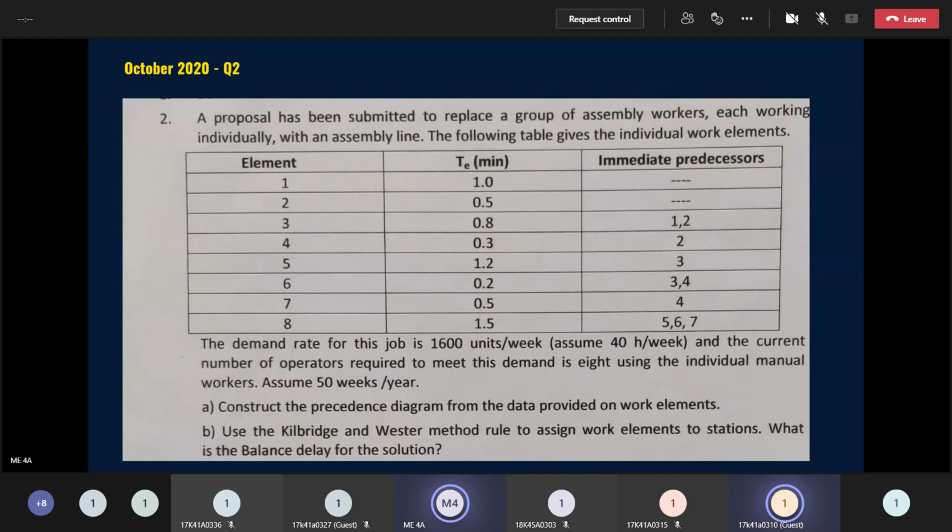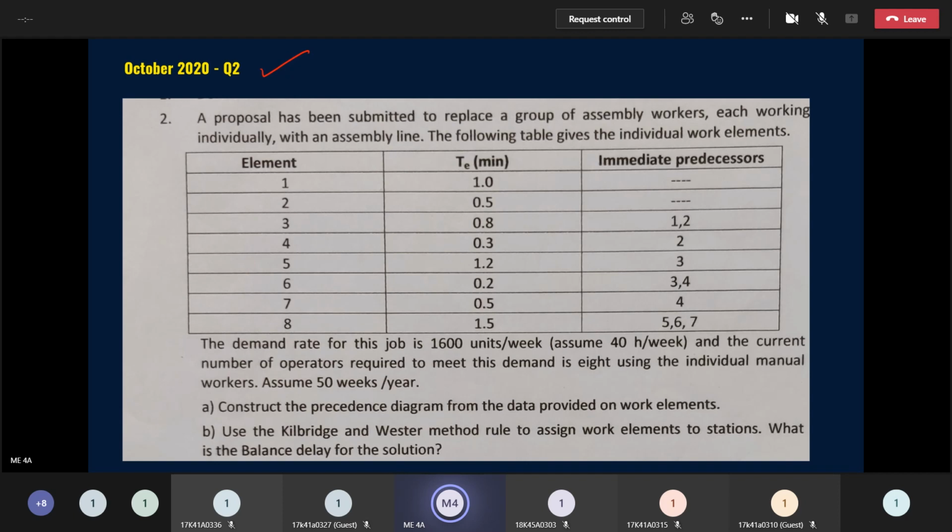Now, there is another question given in October 2020. There was one paper for third year students who took the advanced elective. In November, there is another paper for final years. So this is October 2020, question number 2. Check what he has given.